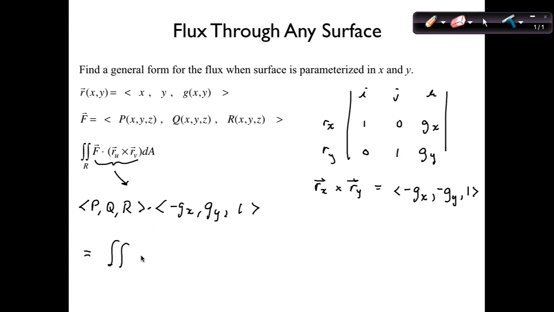So what is that? Negative p times the partial of g with respect to x, minus q times the partial of g with respect to y, plus r, dA. So either dx dy or dy dx.